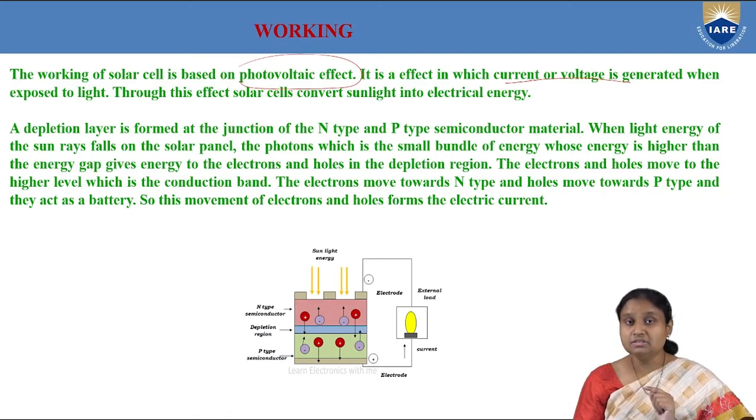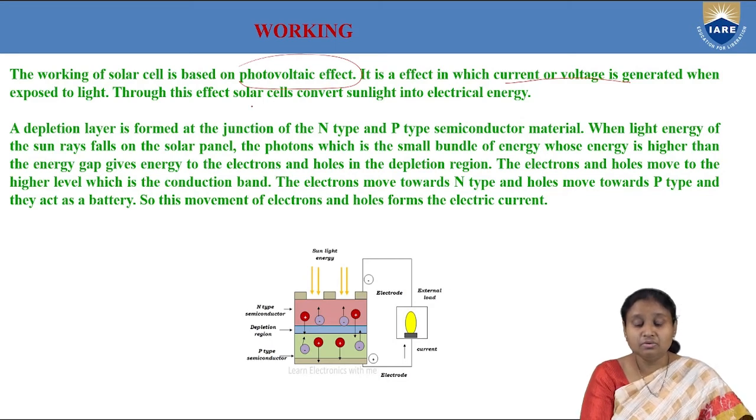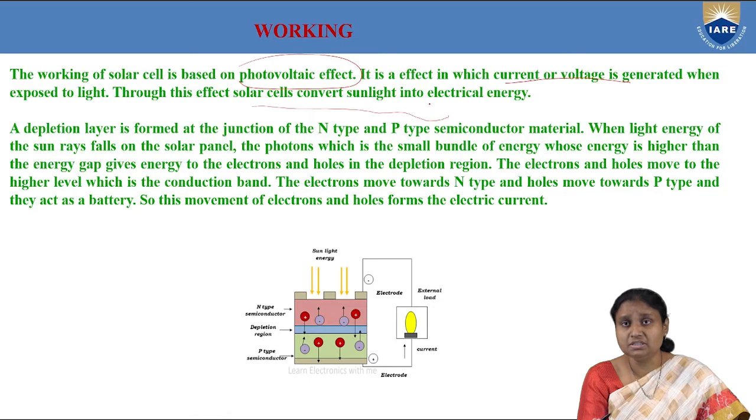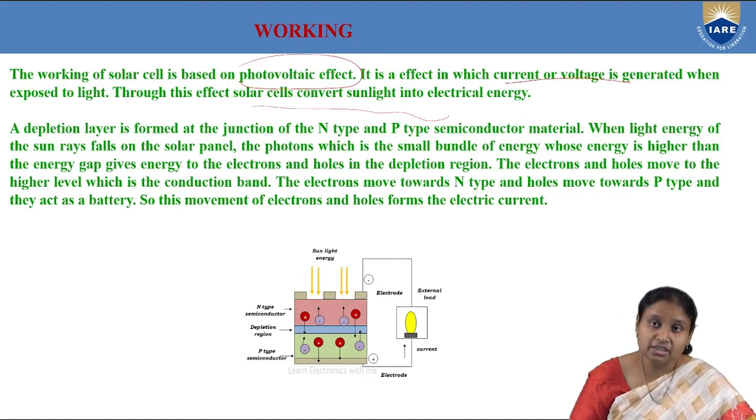So our input is sunlight, which is different from our photodiode, where the input is normal high frequency radiation. The solar cell is going to convert sunlight, which, as I told you, is abundant in nature, and we can make use of this sunlight in order to get current. So that's why there is conversion of sunlight into electrical energy. Now, what basically goes on in this conversion of sunlight into electrical energy?